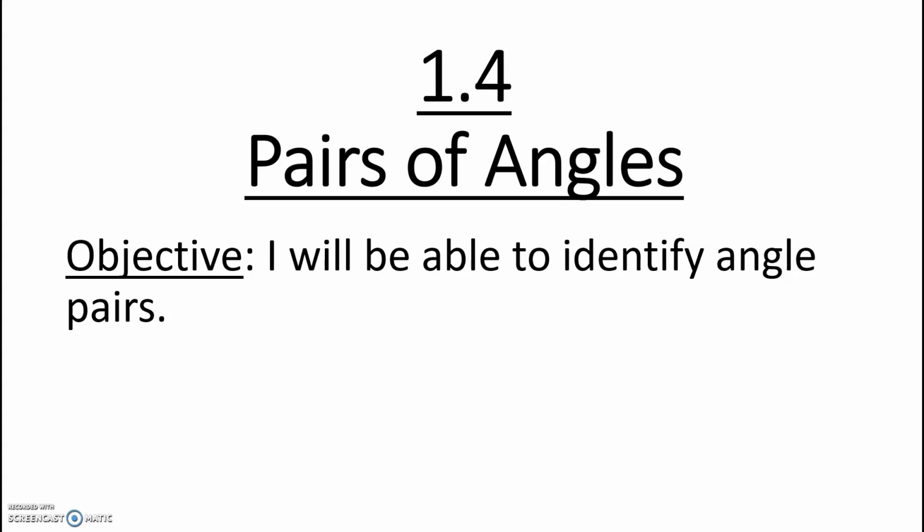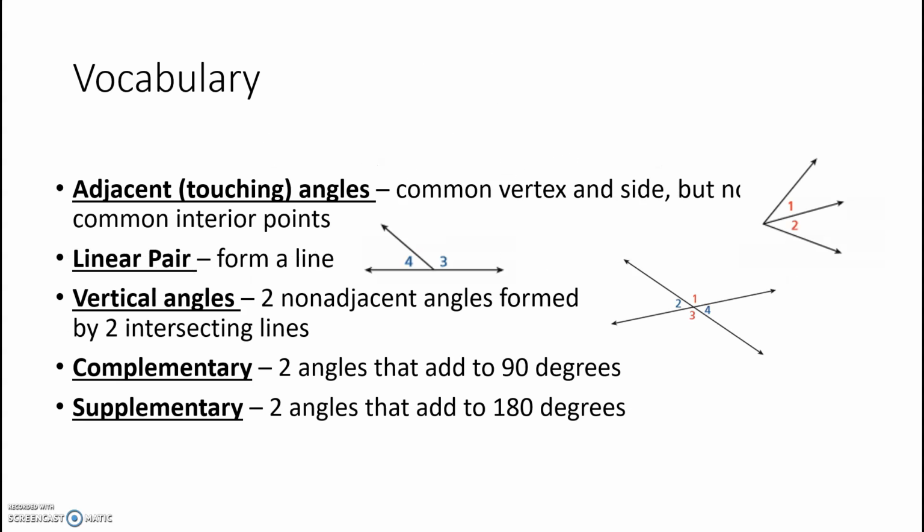Today we're going to move into pairs of angles. So today you're going to be able to identify different angle pairs and what that means and how to work with them. So the first one is adjacent. Adjacent means touching. So they're right next door to each other. They will have a common vertex and they will share a side, but they will have no common interior points. This is angle 1. Everything in here is only angle 1. This is angle 2. Everything in here is angle 2. So there's no overlap. If you're looking in this picture, 1 and 4 are adjacent. They're right next door. 2 and 1 are adjacent. They're right next door. So adjacent means touching.